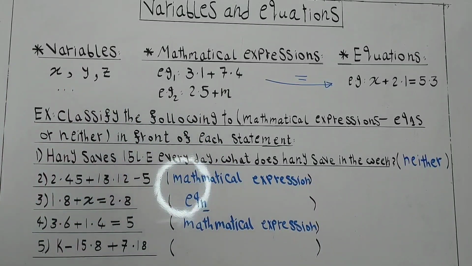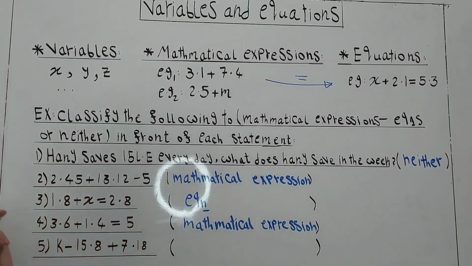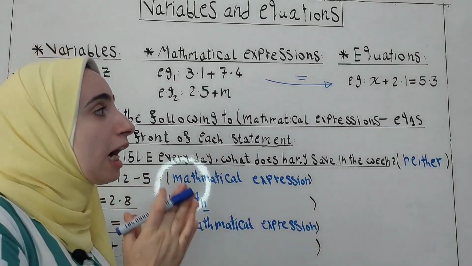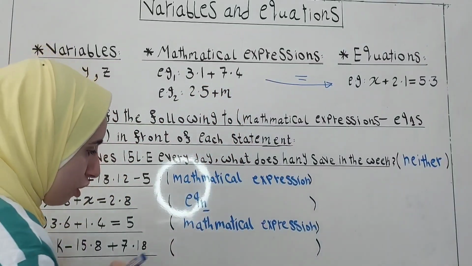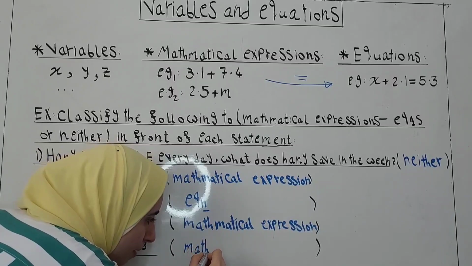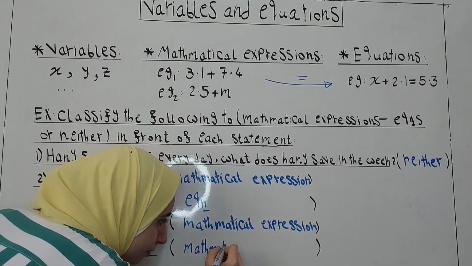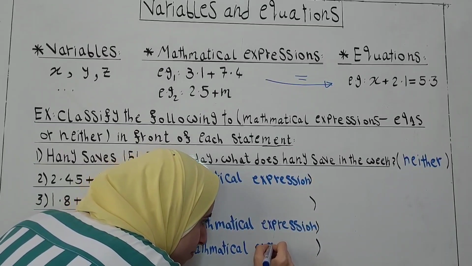Now number 5. K minus 15.8 plus 7.18. We have variables and numbers and operations. We don't have equal sign. It will be a mathematical expression.